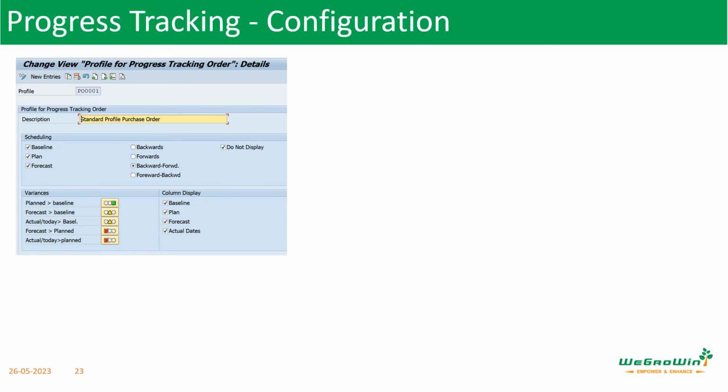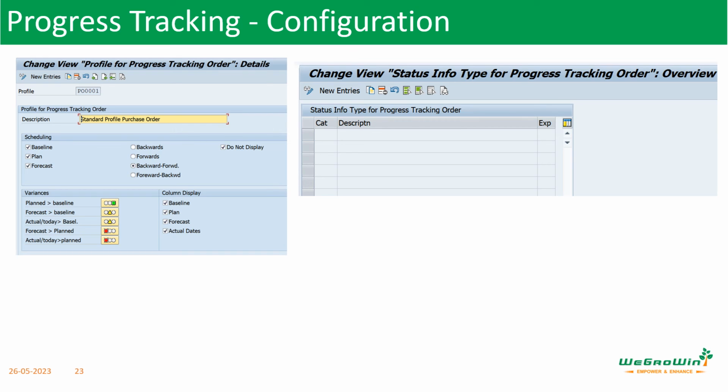And then we have to define the progress tracking profile. Here we have to define all the events. So the profile is mandatory to follow the progress tracking. First you have to define the status type. Status type means here we'll define the status info types which are used to analyze whether the particular purchase document is complete or not. For that, the settings are not shown here, but you can do them.